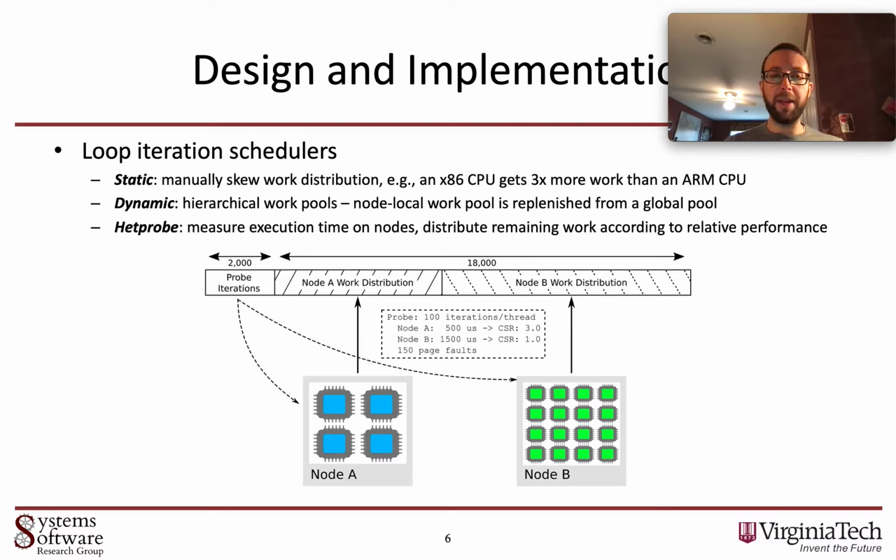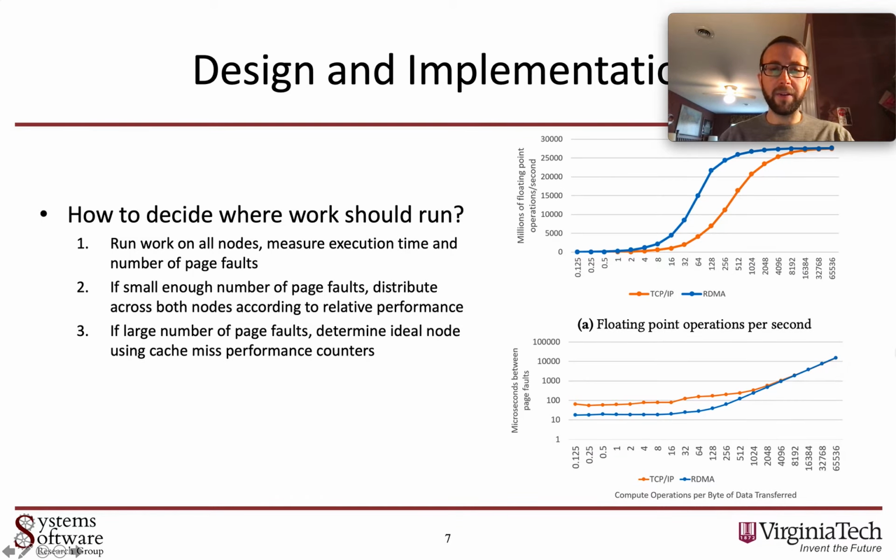Finally, libhetmp adds the hetprobe scheduler. The hetprobe scheduler uses a small number of iterations to measure execution time on multiple nodes, and then, after measuring, distributes the remaining work according to the relative performance on those nodes. One of the first things that libhetmp and the hetprobe scheduler needs to determine is whether it would be beneficial to run computation across both nodes simultaneously.